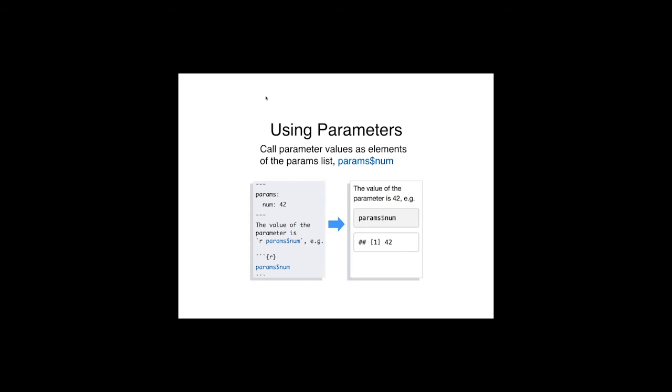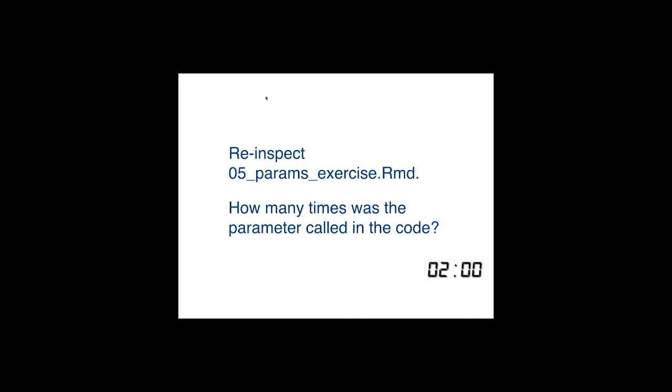Anyway. All right, so this generally is called parameterizing your document. All right, so you can set parameters here and include them. So reinspect this parameters exercise, and you can see how many times the parameter was called in the code. So go ahead, look at that code right now, and count. We'll take a vote in just a moment. So open up this document and see how many times was parameter called in the code. So look at the entire R markdown document.